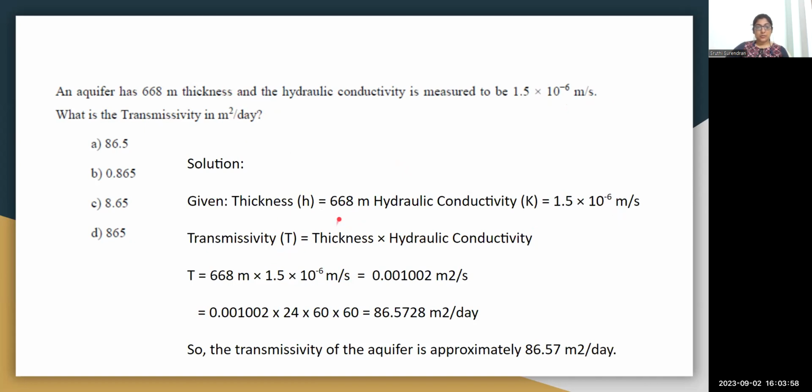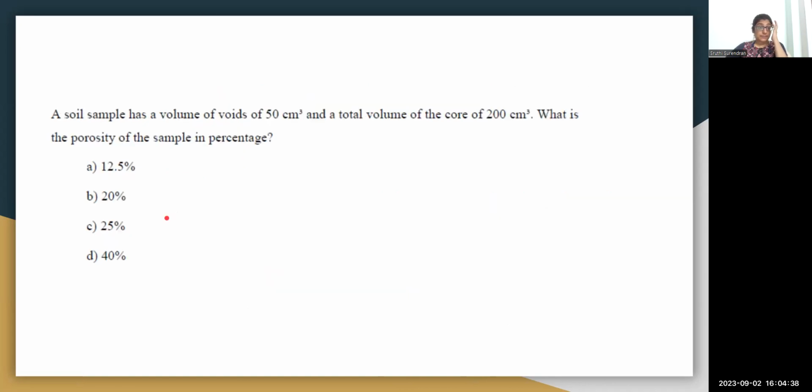Multiplying these two values, 668 into 1.5 x 10^-6, we get the answer in meter square per second. After converting it to meter square per day, we get 86.57, which is option A. So option A is the correct answer. Once again, transmissivity is the product of the hydraulic conductivity and the thickness of the aquifer. Find the transmissivity, convert it to the unit required, and we get the answer, option A.